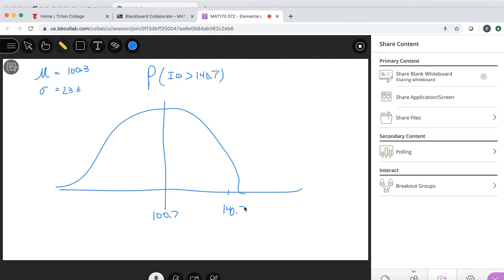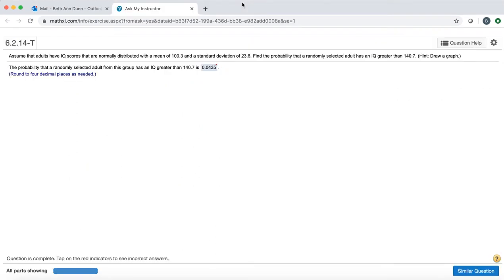Now remember what we want. We want the probability that someone has an IQ higher than that. So we want this area that's here. I'll put it in a different color. Let's see. We want that area right here. So right here, that area from 140.7 all the way to the end of the graph. Okay, so now let's go back to the problem.